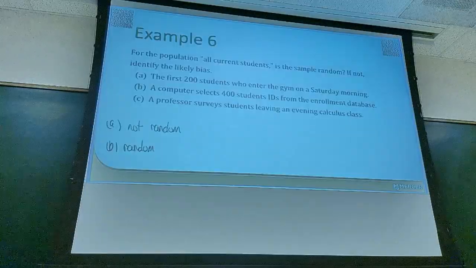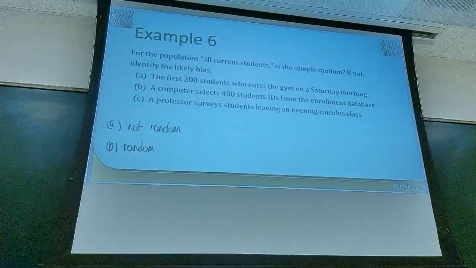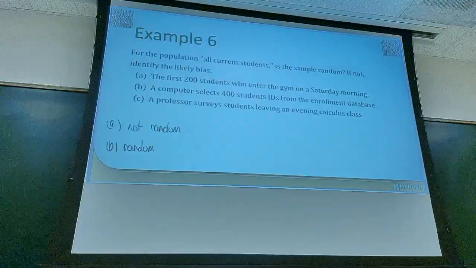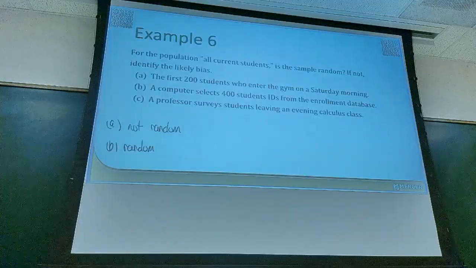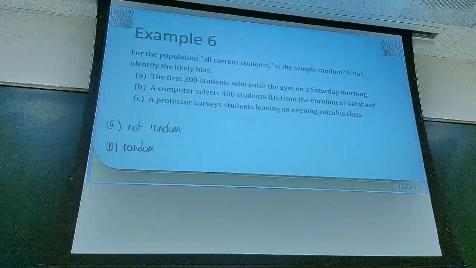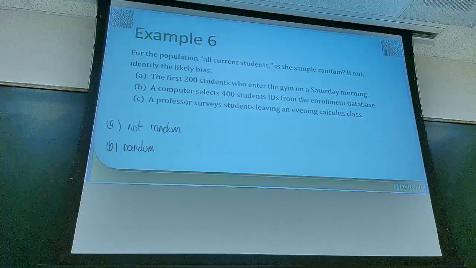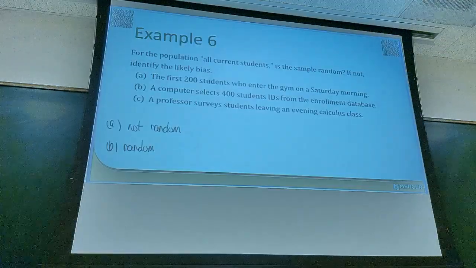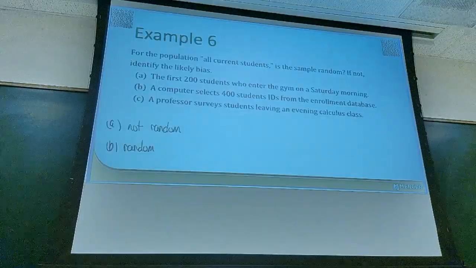Of course, we are making an assumption about that. And it does say the computer's selecting the 400 student IDs. We're assuming that there was no code input on how to select them. Because you can always adjust the algorithm to pick the ones you want. In which case it would no longer be random.